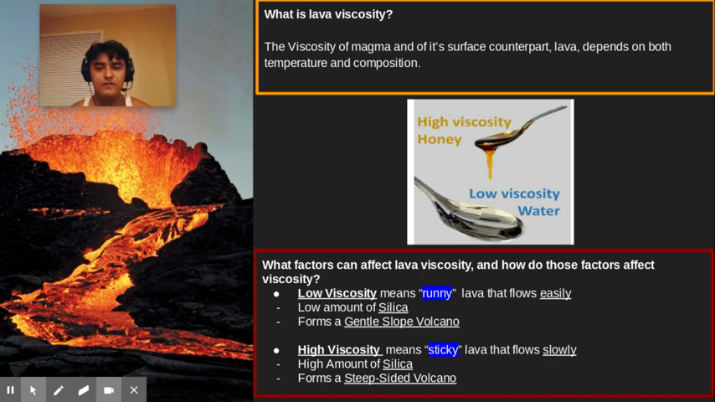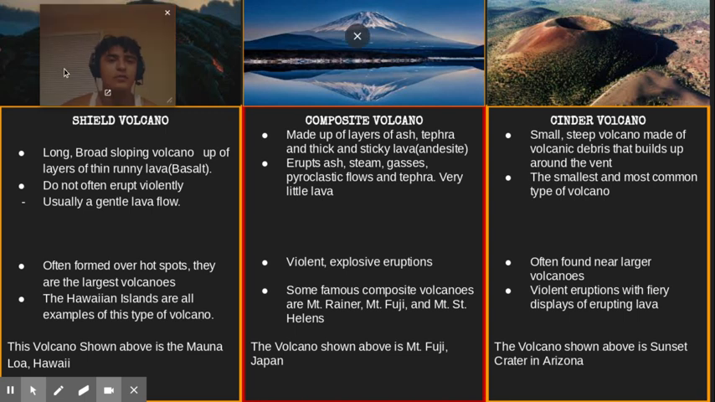And factors can affect lava viscosity. Low viscosity pretty much means runny lava that flows easily due to low amounts of silica, and it usually forms gentle slope volcanoes. And high viscosity usually means sticky lava that flows much slower due to the high amounts of silica. And this high viscosity tends to form steep-sided volcanoes. The three examples that I have here are shield volcanoes, composite volcanoes, and cinder volcanoes.